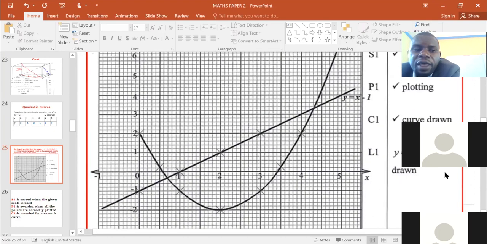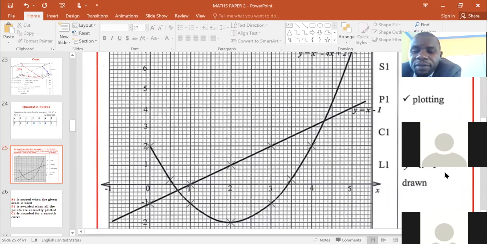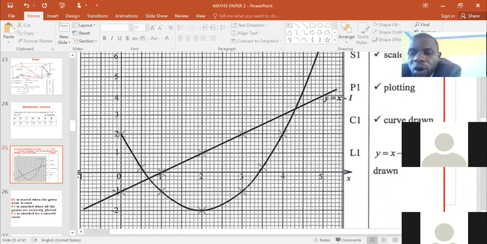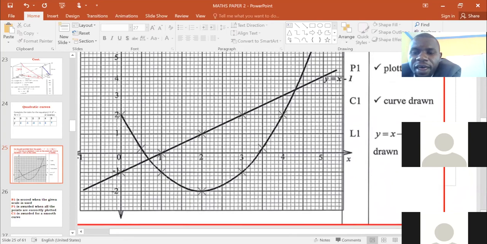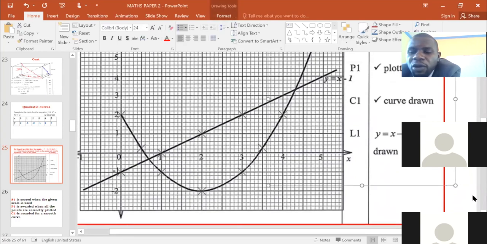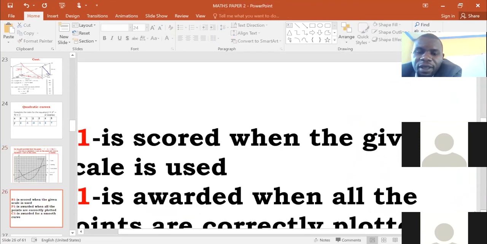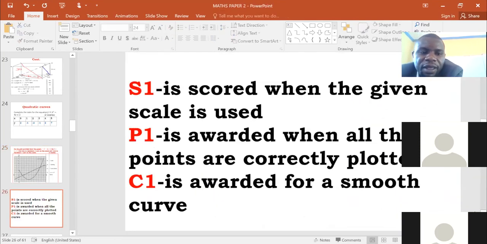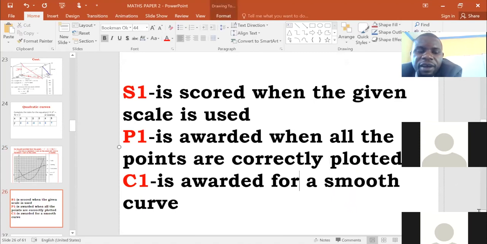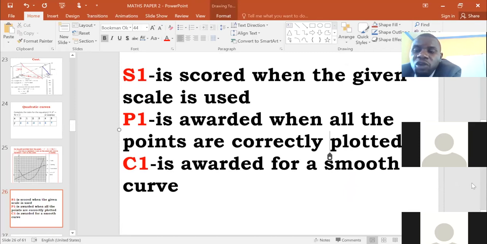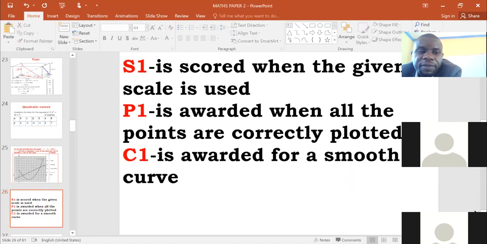And this also applies for cubic curves. Now, I'll mention that there's no particular question that will be given where you are expected to draw two curves. So that's what I would say, the S1, P1 for plotting, C1 for the curve. That means that every technique is being tested. Can you plot? Can you use the scale? Can you go ahead and draw the curve?